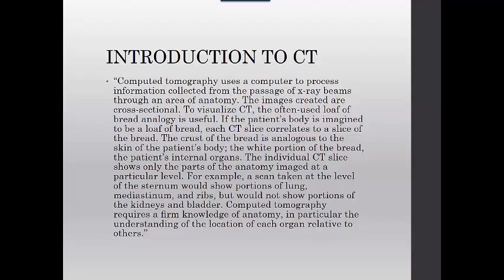The individual CT slice shows only the parts of the anatomy imaged at a particular level. For example, a scan taken at the level of the sternum would show portions of the lung, mediastinum, and the ribs, but would not show portions of the kidneys and the bladder. Computed tomography requires a firm knowledge of anatomy, in particular, the understanding of the location of each organ relative to others.